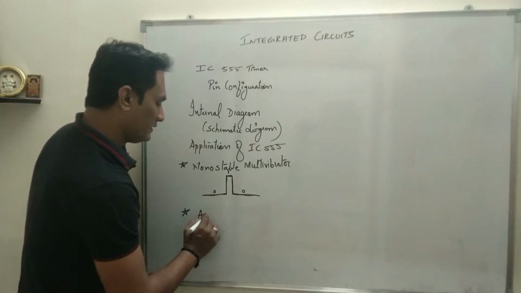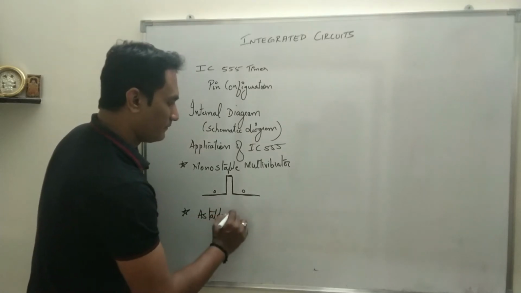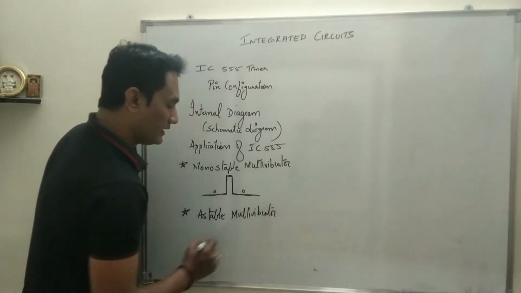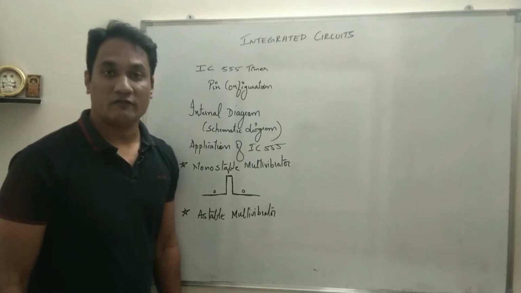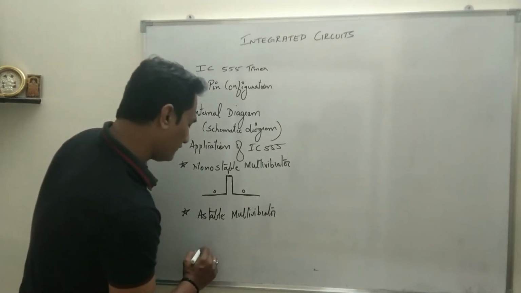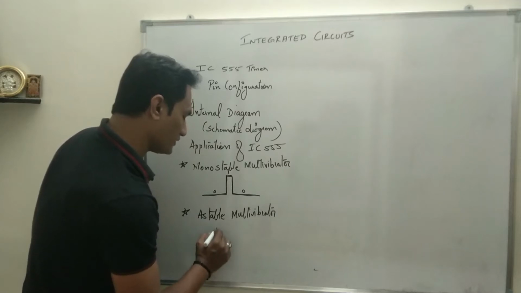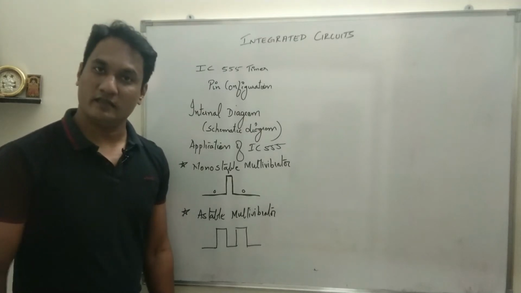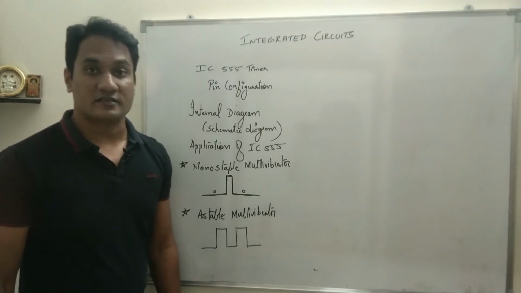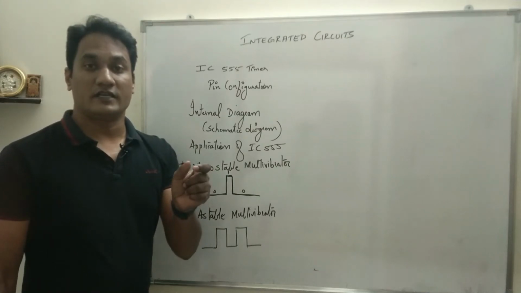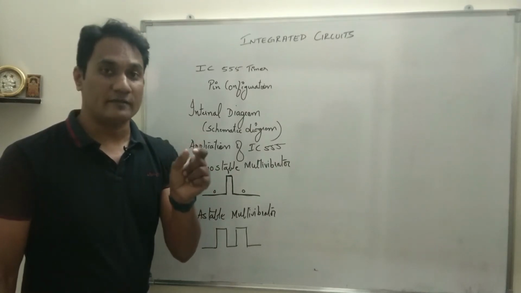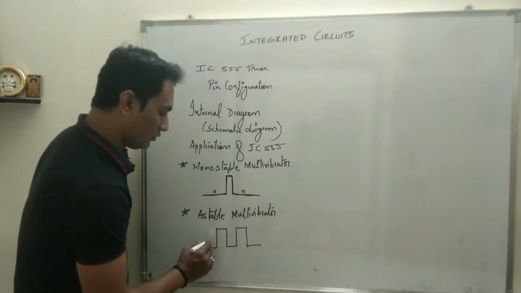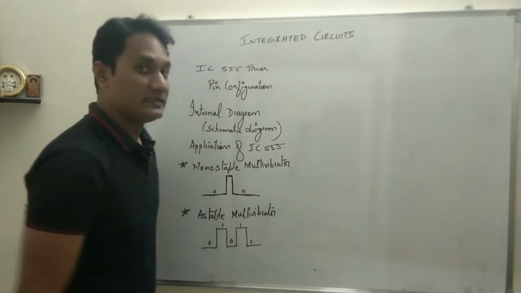The second one is astable multivibrator. In an astable multivibrator, you don't have to give a trigger pulse. The output will be continuously changing from 0 to 1, 1 to 0, 0 to 1 in a predetermined time period. That time period we can adjust, and we can identify for how much time the output will be 0 and for how much time the output will be 1. That can be adjusted. So 0 1 0 1, it will be continuously changing its position.